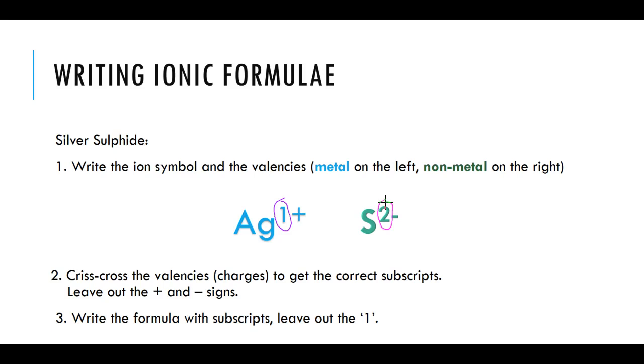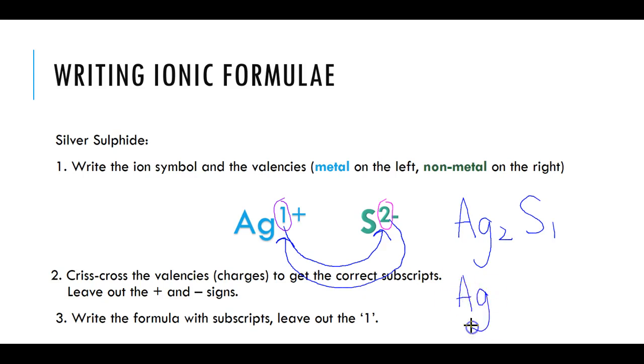Now, if we adopt the crisscross method of these charges, you are only looking at the numbers. You do not look at the positive or negative. So I will do the crisscross method and I will use blue. This 1 comes all the way at the bottom as a subscript for sulfur. This 2 comes all the way at the bottom as a subscript for silver. So the formula is Ag2S1, and you always leave out the 1 as it is redundant. So the actual formula is Ag2S, and that's it.